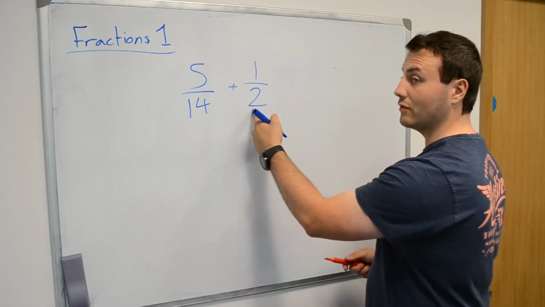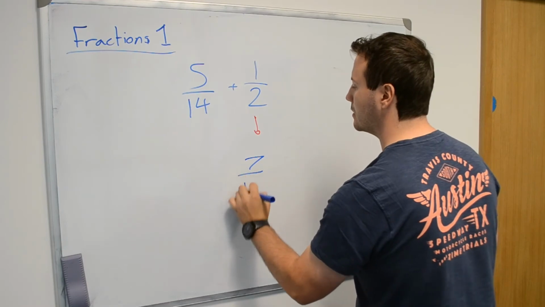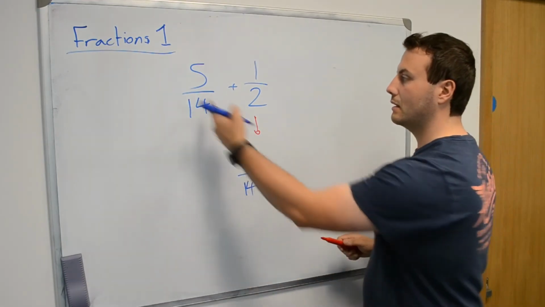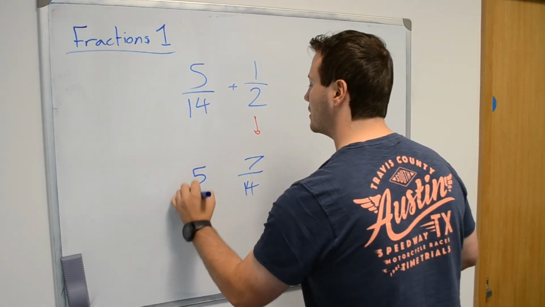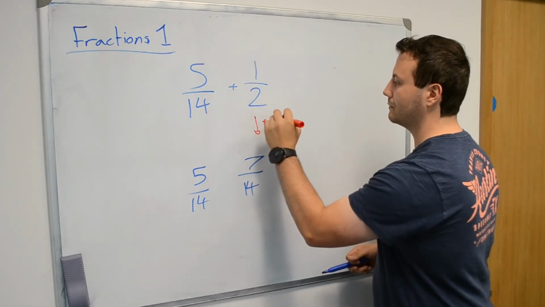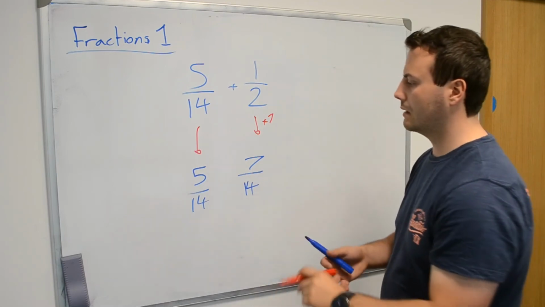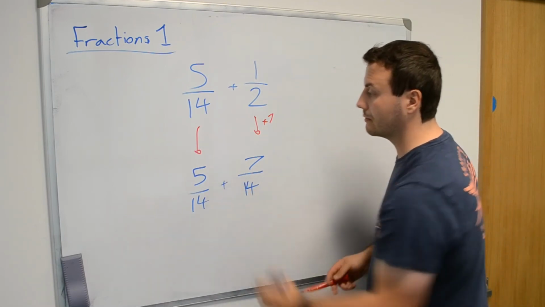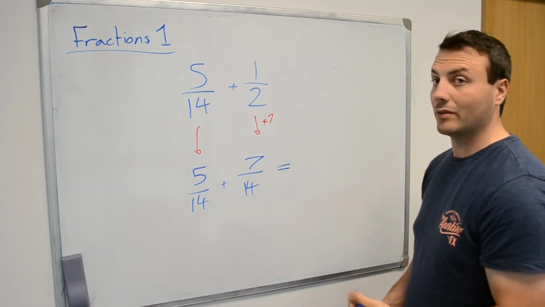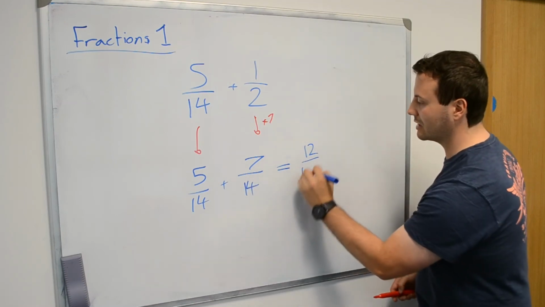So to go from 2 to 14, we have to times top and bottom by 7. So the equivalent fraction to a half is 7/14. On the left-hand side, we just bring that fraction straight down. So now that both our fractions have the same base as each other, we can add them together. 5 plus 7 is 12. And then carry the bottom across, we get 14.